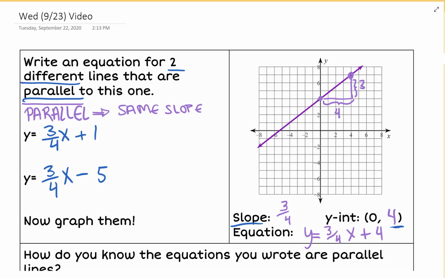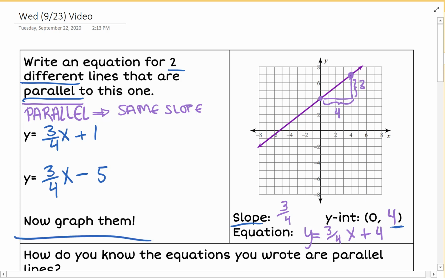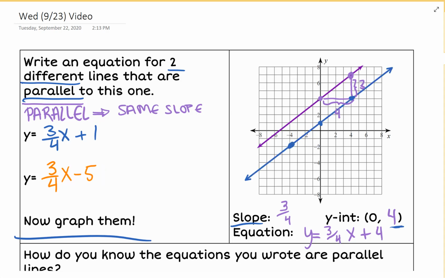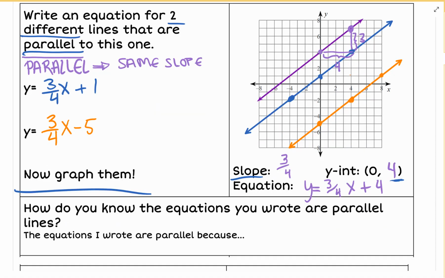Let's go ahead and graph these to check. The y-intercept is 1. The slope is 3 up 3 over 4. Three-fourths x minus 5 is down at negative 5, up 3 over 4 again. All right, those lines look good, but guess what?